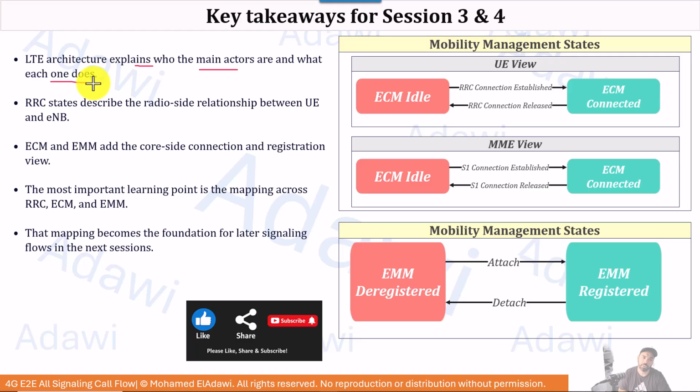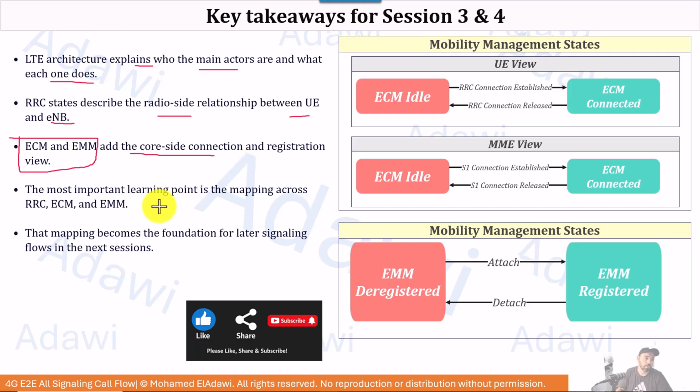Also, we explained the RRC states, where we explained the radio side relationship between the UE and the eNode B, where we mentioned there are two states, RRC idle and RRC connected, right? And we also had a view through the ECM and EMM states, which are mainly from the core side, defining the connection and mobility state, whether the user is registered or not. If not registered, meaning the EMM is deregistered, the user cannot be paged. If registered, paging can be done. And if ECM is connected, this means the user is already in connected mode, RRC connected, so handover can be done and the user is already known by his eNode B location, right?